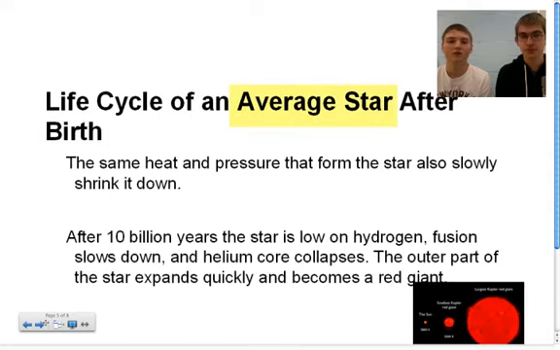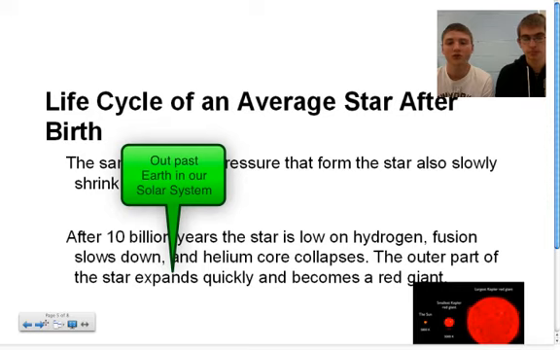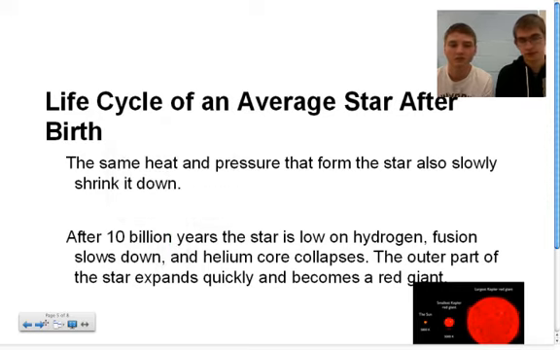Life cycle of an average star after birth. The same heat and pressure that form the star also slowly shrink it down. So what's making the star a star is also making it smaller. After 10 billion years, the star is low on hydrogen, fusion slows down, and the helium core collapses. The outer part of the star expands quickly and becomes a red giant.